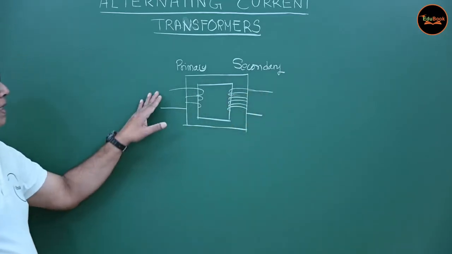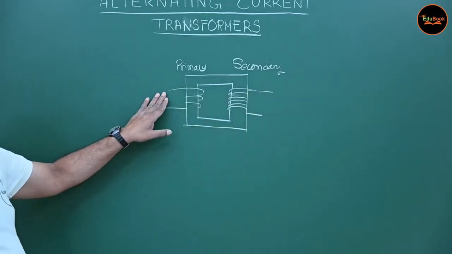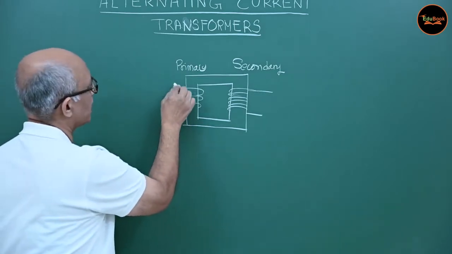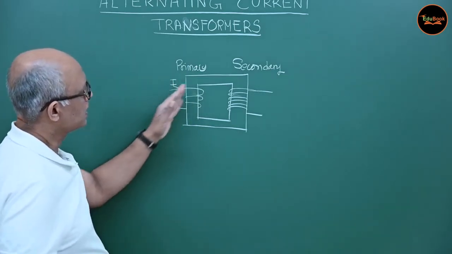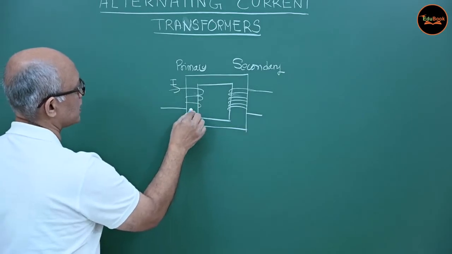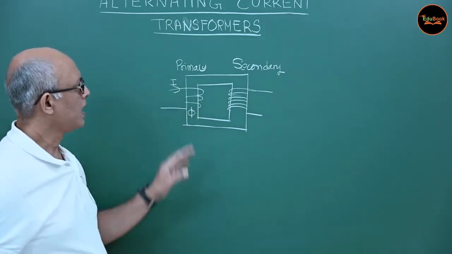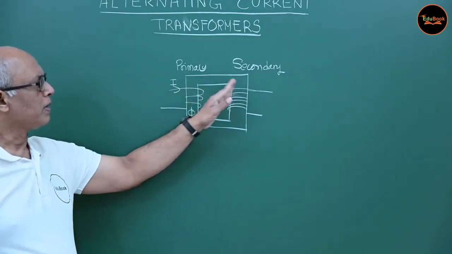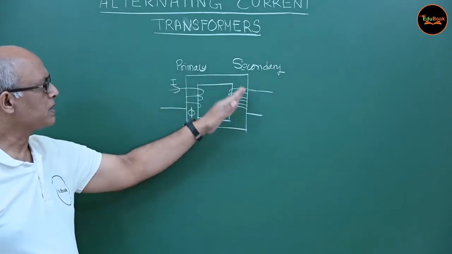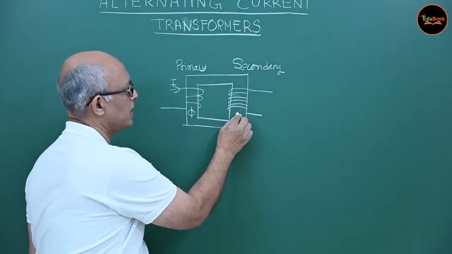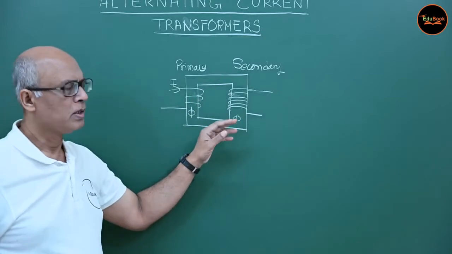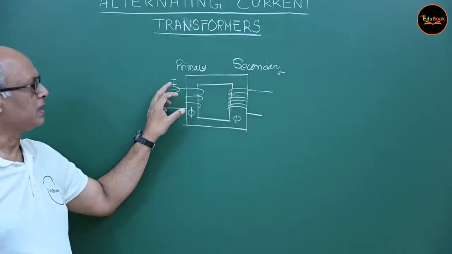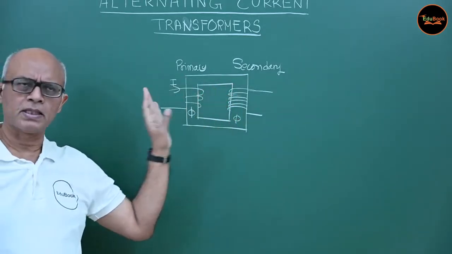Now if you supply a current here, so if there is a current I flowing here, then what will happen is it will produce a magnetic flux. So there will be a flux produced here, and that flux, because it has an iron core, will be the same everywhere. So the flux linkage is 100%. So the flux in this coil and this coil that they are going to see is the same.